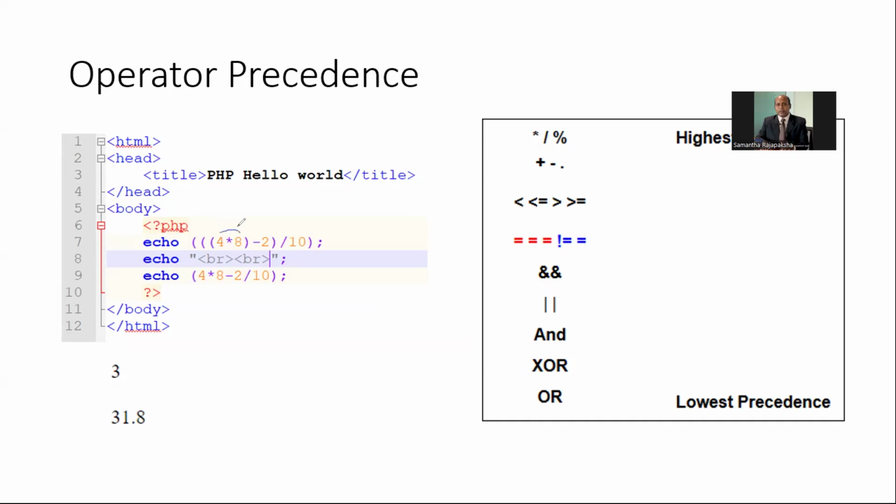4 into 8, 32. 32 minus 2, 30. 30 divided by 10 is 3. In this one, you multiply 4 into 2, 8, 32. 32 minus 2 divided by 10, that means 0.2. 32 minus 0.2 is 31.8, like that. You get different values accordingly. So you have to look at the operator precedence.